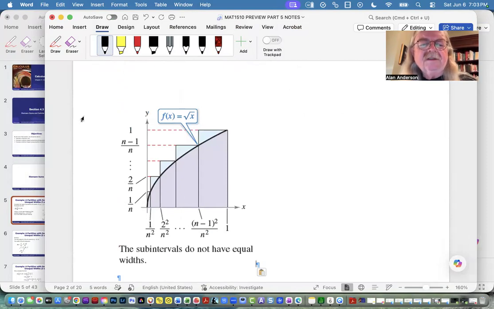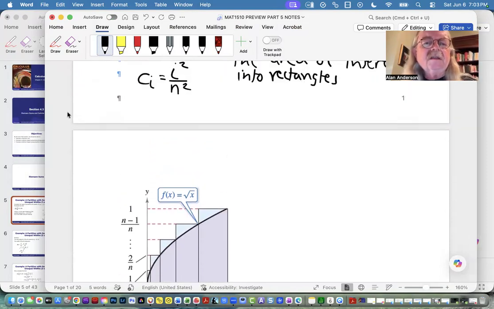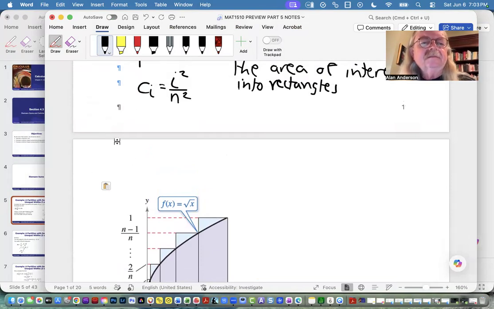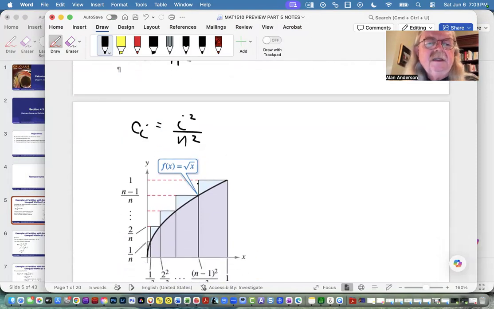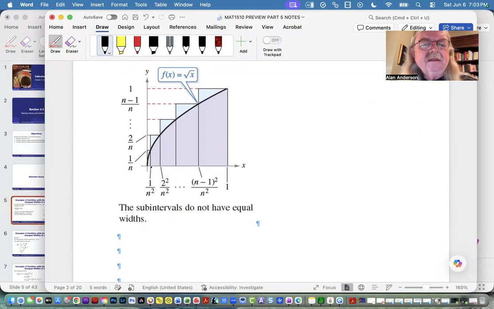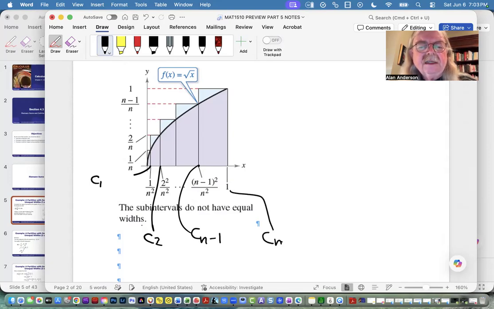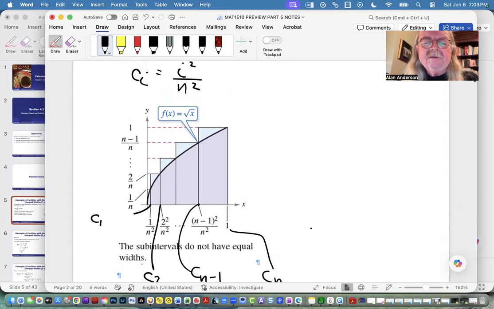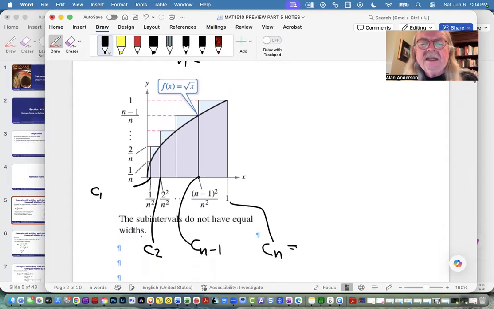Okay, so that's our formula. C_i, once again, let me copy it down here. C_i is i squared over n squared. So this would be C1, C2, and this is C_{n-1}, C_n. Okay. All right. So now, of course, C_n by definition would be n squared over n squared, which is 1 because of the way it was defined.